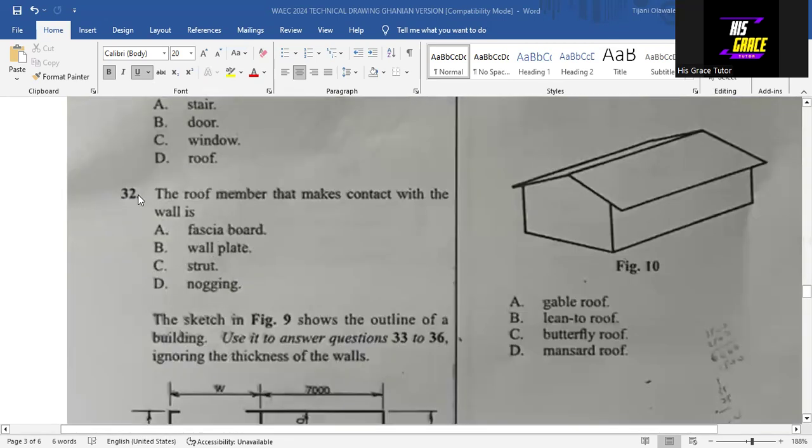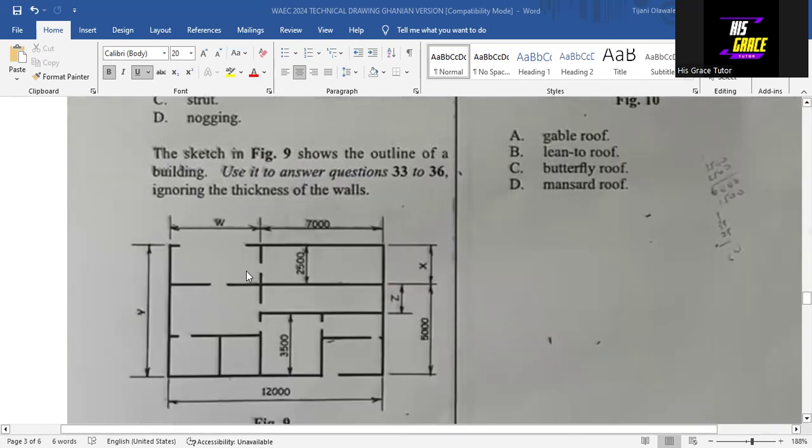Then question 32. The roof member that makes contact with the wall is wall plate. It is a wall plate. So option B is the answer to this question. Then here we have that the sketch in figure 9 shows the outline of a building used to answer question 33 to 36. Ignore the thickness of the wall.